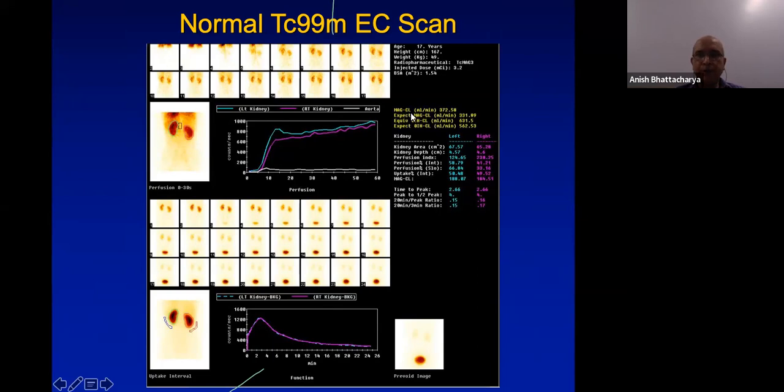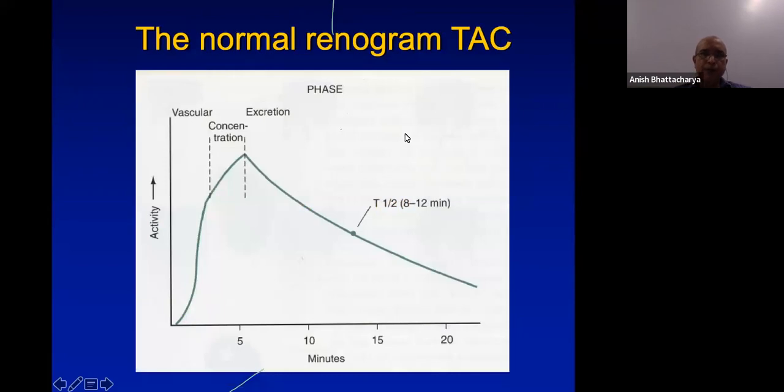So this is being done with technetium EC, but we've used the MAG3 protocol because there is no software available for technetium EC with the vendors. So you get this, which shows you the relative function, roughly 50-50 on each side. You also get a whole lot of other parameters which may be used for specialized studies. Now the renogram curve. For some reason, everybody is fascinated with this renogram curve, and we keep getting these queries. What is the renogram curve?